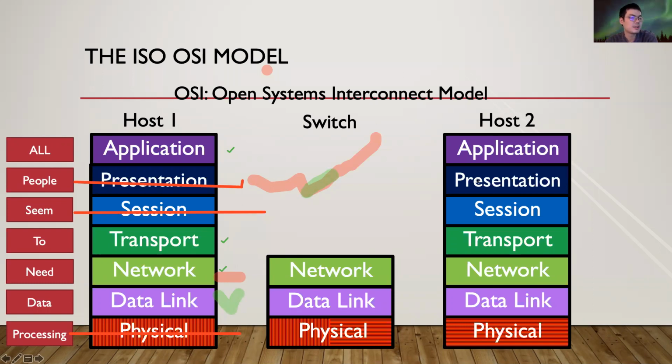Frankly speaking, the presentation and session layers are just from the original OSI 7-layer model proposal. But when people actually implement the current internet architecture, we don't have explicit presentation and session layers. Most of them are combined with the application layer, and some go to the transport layer.